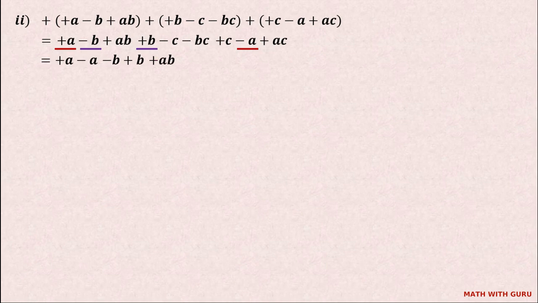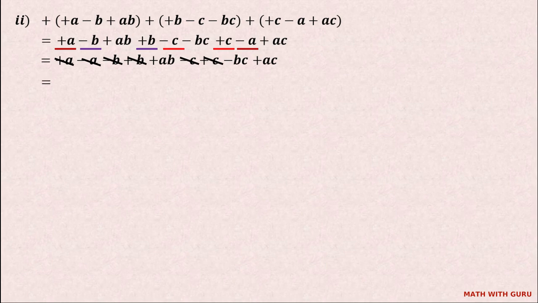Then plus AB does not have any other like term. Minus C plus C, then minus BC and plus AC. Here again, plus 1A minus 1A is 0. Their sum is 0. Minus 1B plus 1B is also 0. Minus 1C plus 1C is also 0.